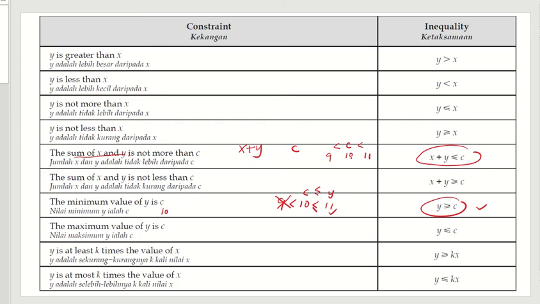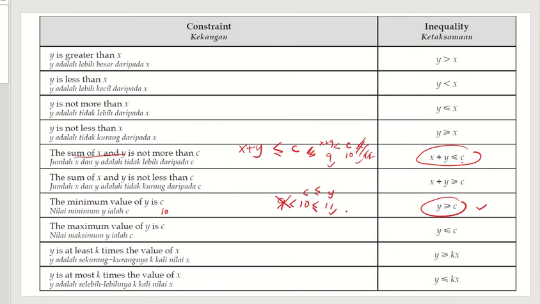Okay, no more than c. It cannot be more than c. Cannot be more than 10, so it will be 9. So it means that your x plus y will be here. It won't be here. It will be here. x plus y is smaller. No more than. Can it be equal to 10 or not? Yes. So it's like this. So you get the inequalities. Okay, you can do it one by one like this.